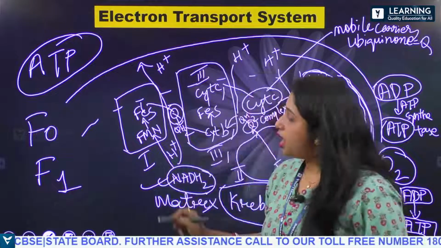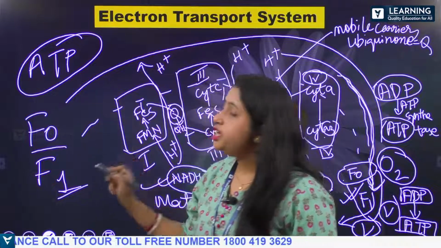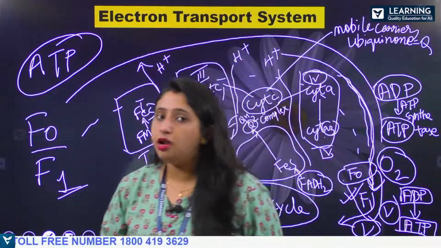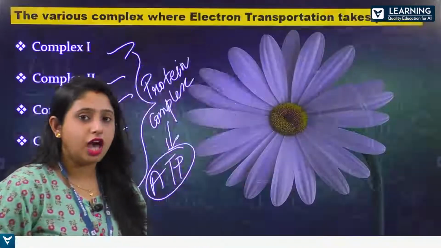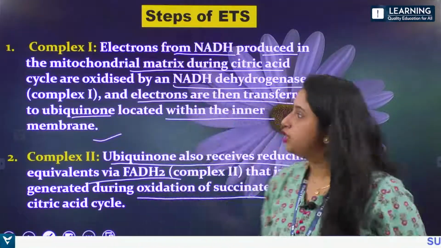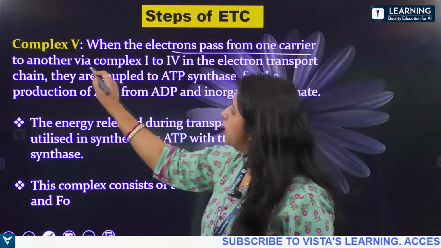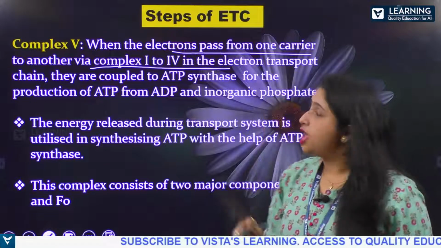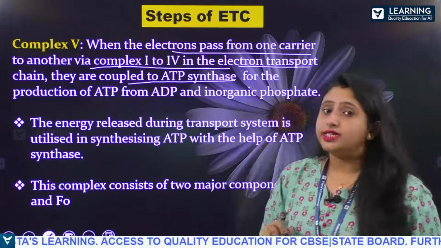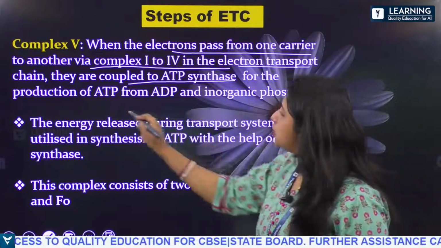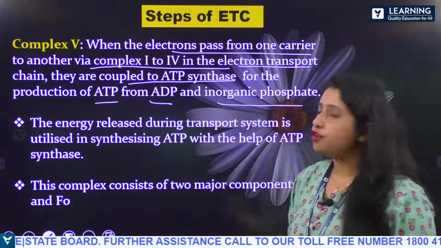So this F0 and F1 particle finally helps in the conversion of ADP to ATP with the help of the enzyme ATP synthase, right? So this is happening in complex number 5. Next, when the electrons pass from one carrier to another via complex 1 to 4 in the electron transport chain, they are coupled to ATP synthesis, for the production of ATP from ADP and inorganic phosphate.